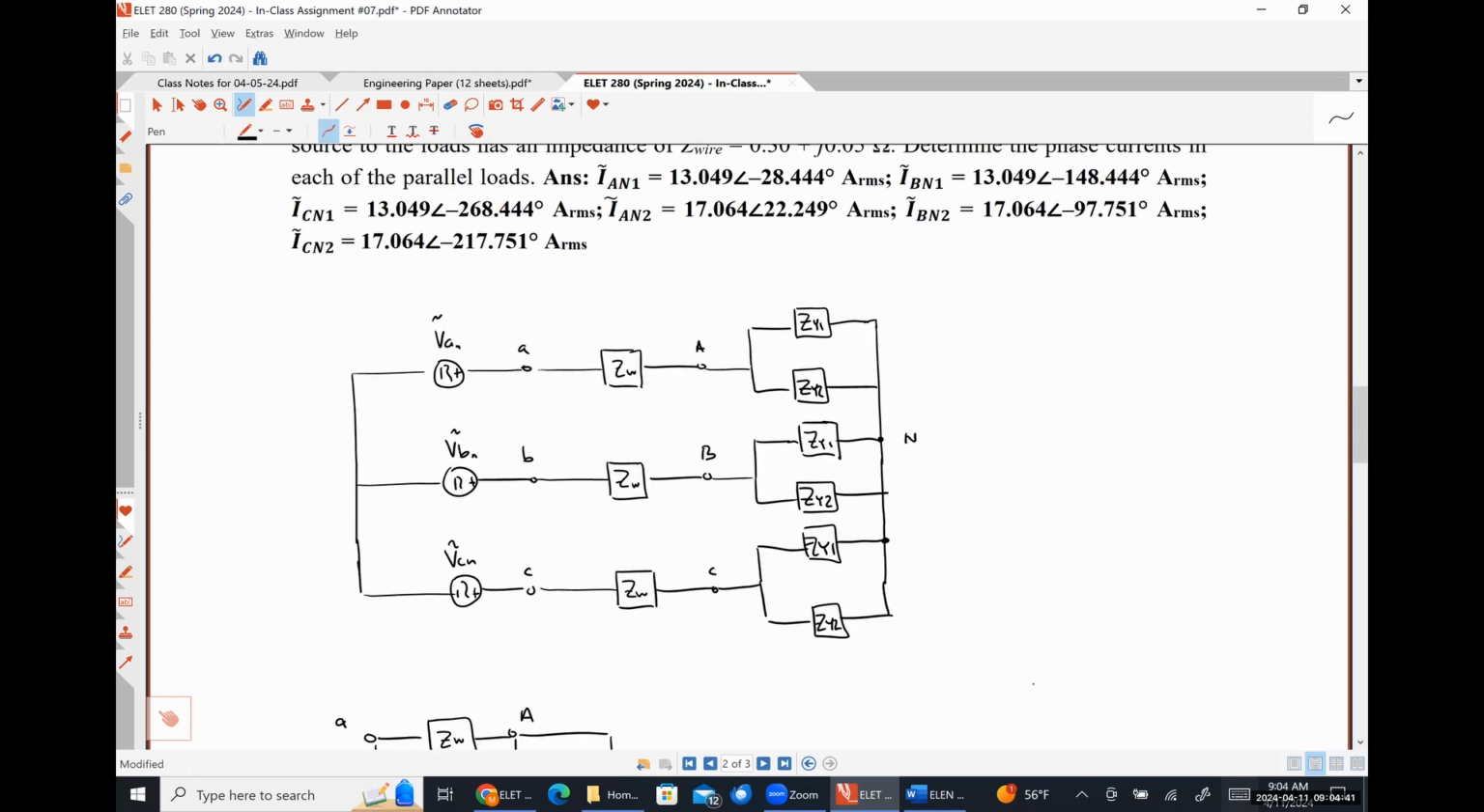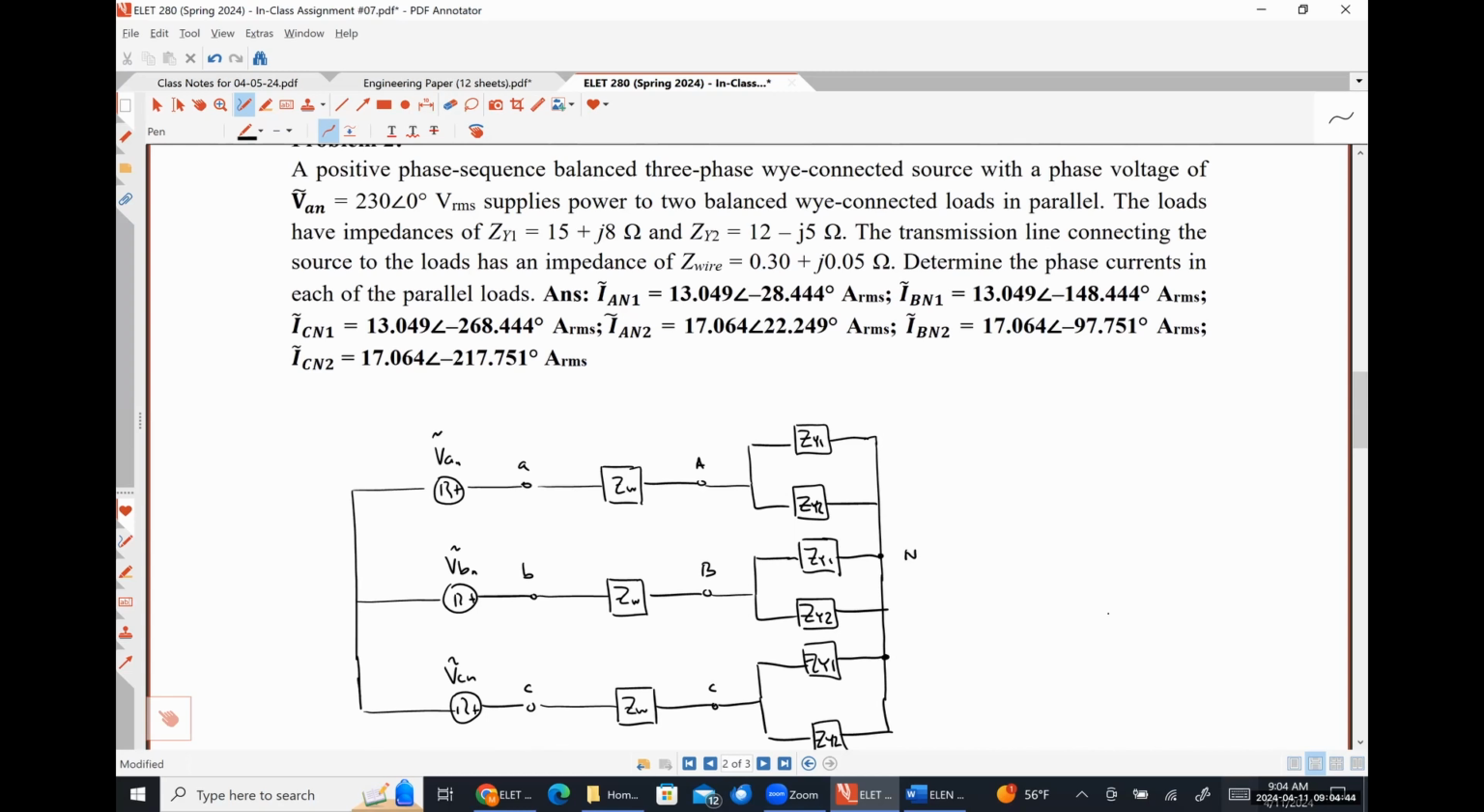So I didn't take the time to write things down, so let's do that really quickly. We're told that VAN was 230 angle 0 degrees. ZW is 0.3 plus j0.05. ZY1 is 15 plus j8. ZY2 is 12 minus j5.